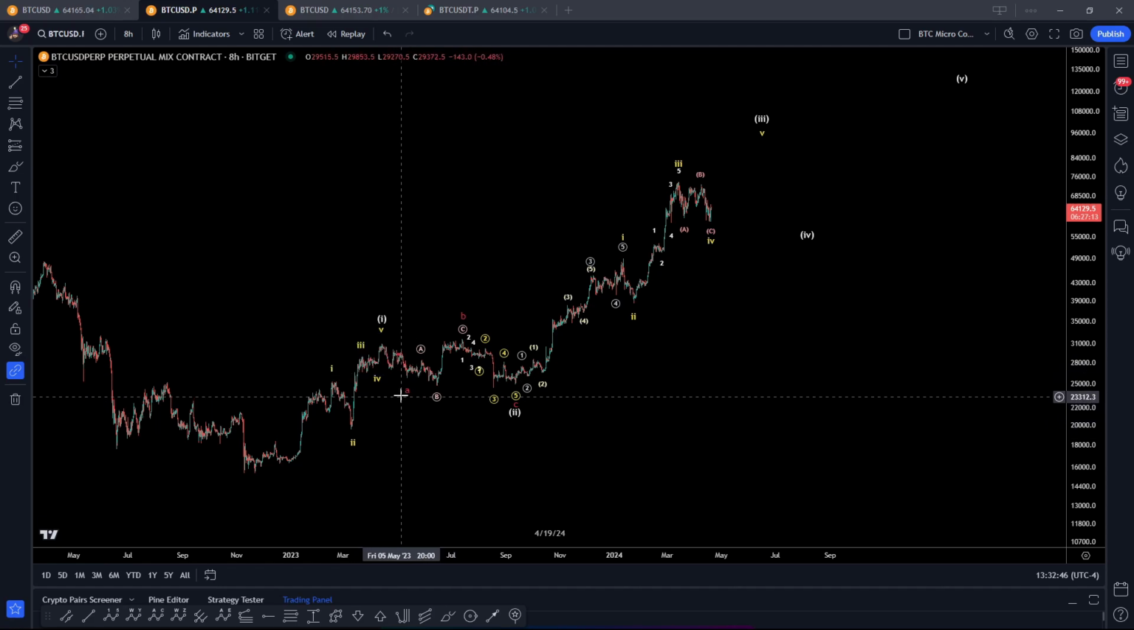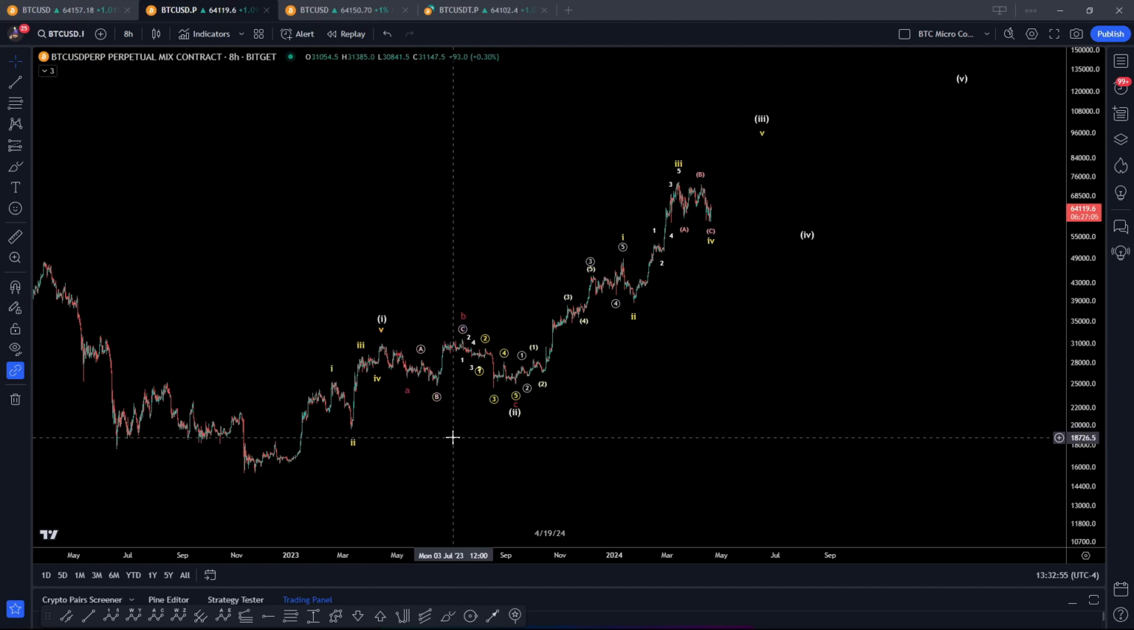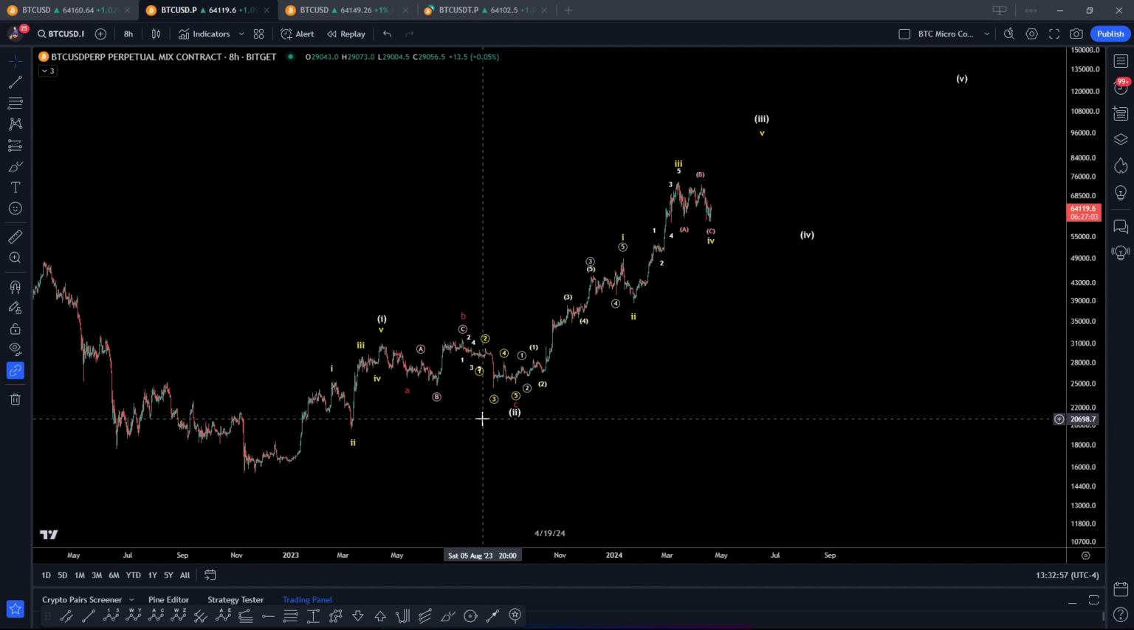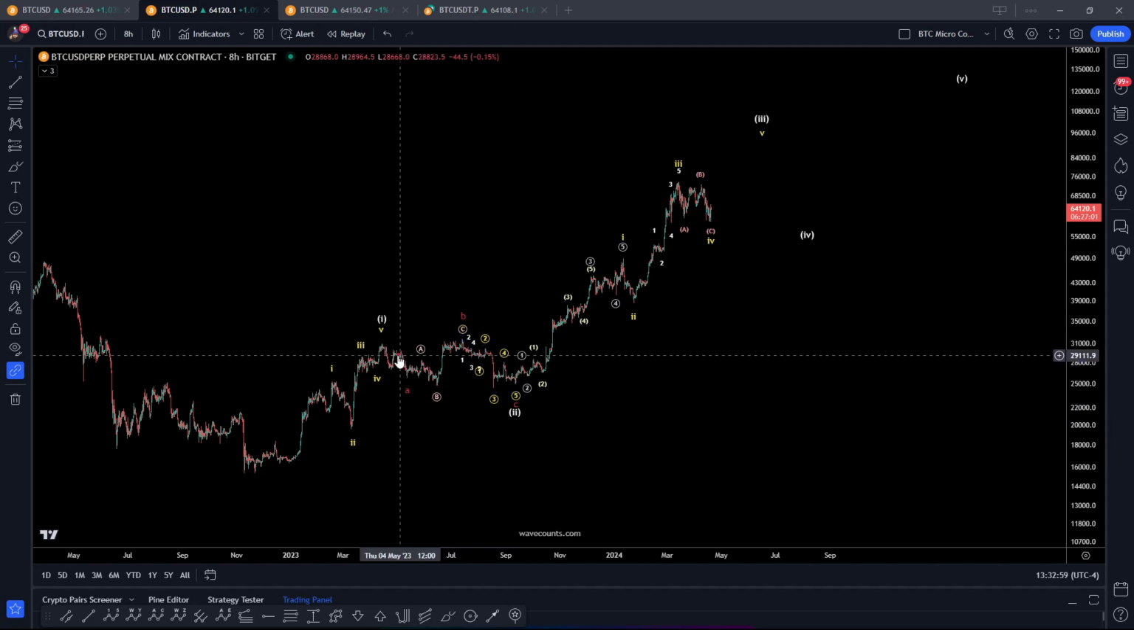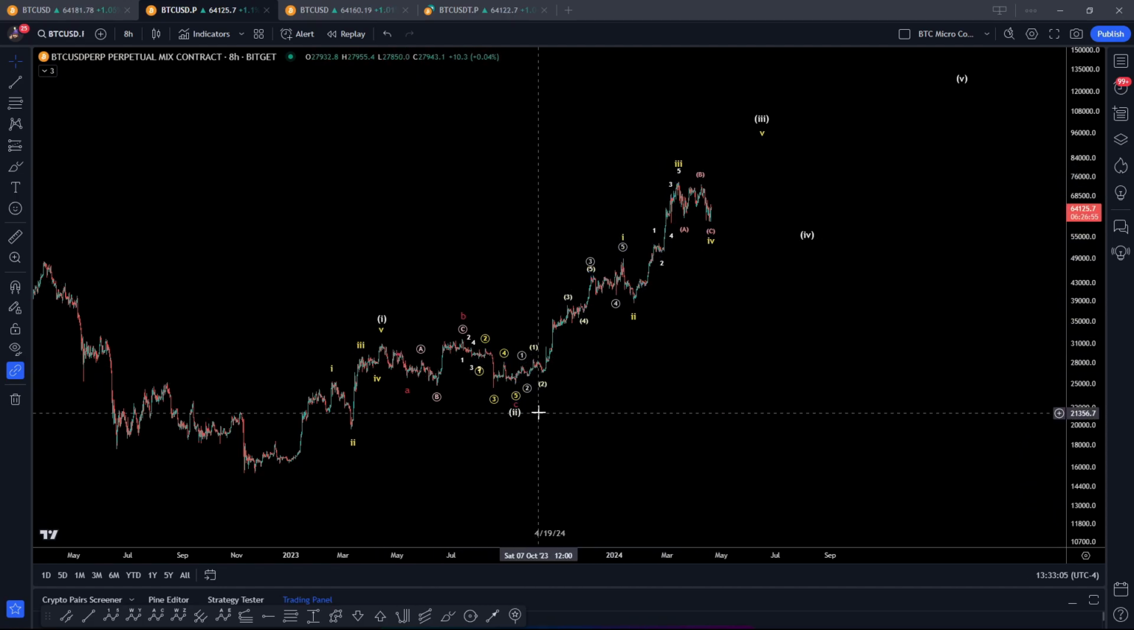Now this A wave can be measured multiple ways. I put the simplest approach on there. You can certainly count the A wave another way, but it's semantics at this point. All that matters is you got 3, 3, 5. It ended, it created a flat pattern, and you're off to the races.